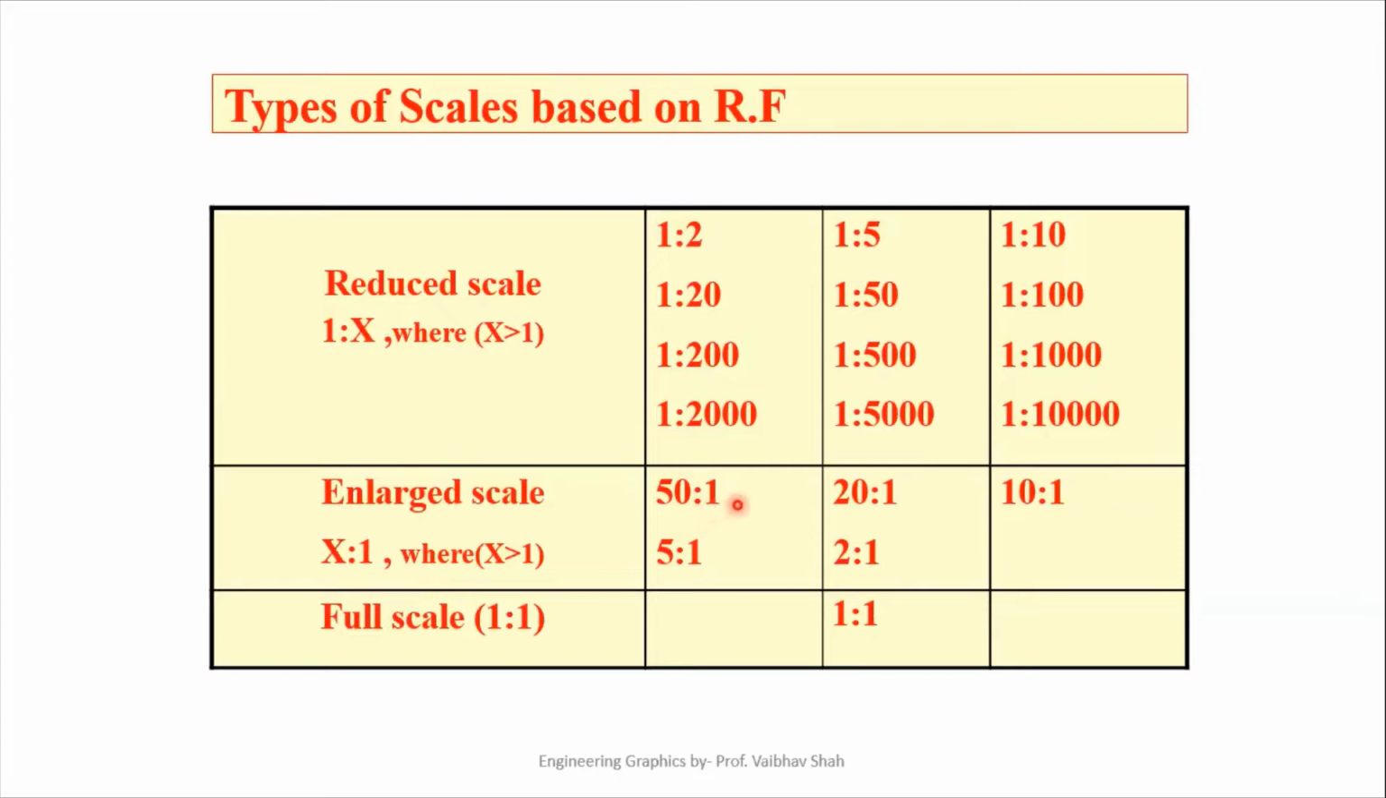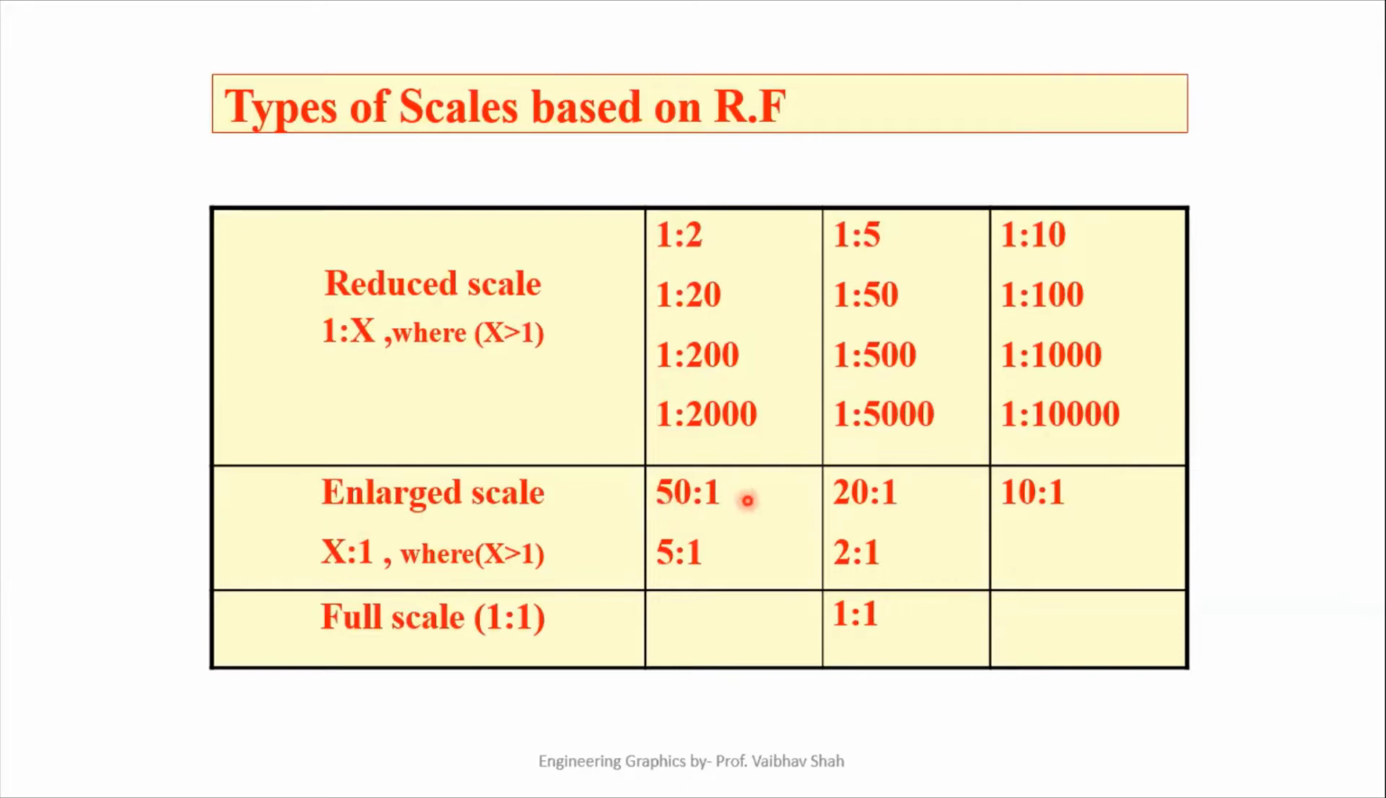50 divided by 1, so you will be getting 50. 5 divided by 1, you will be getting 5 as the answer. 20 divided by 1, you will be getting 20. 2 divided by 1, you will be getting 2 as the answer. So that means your answer is far more than 1, so that means it is your enlarged scale.